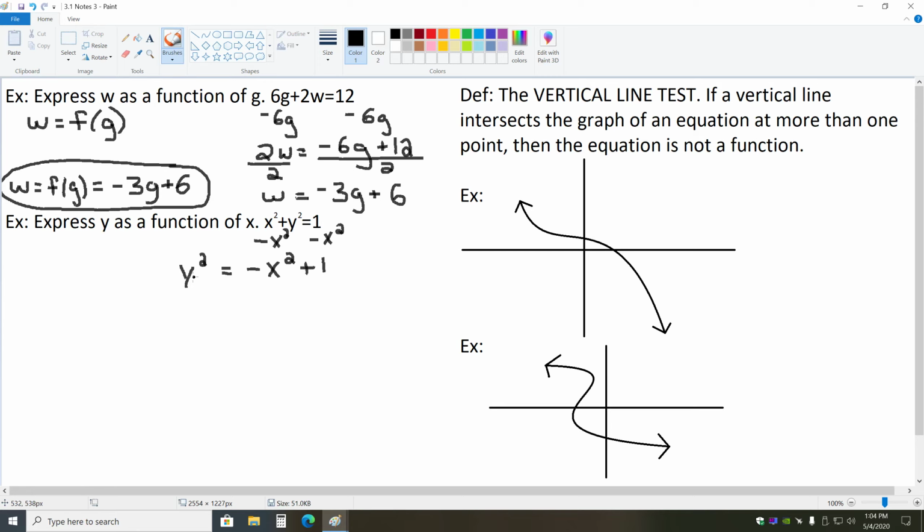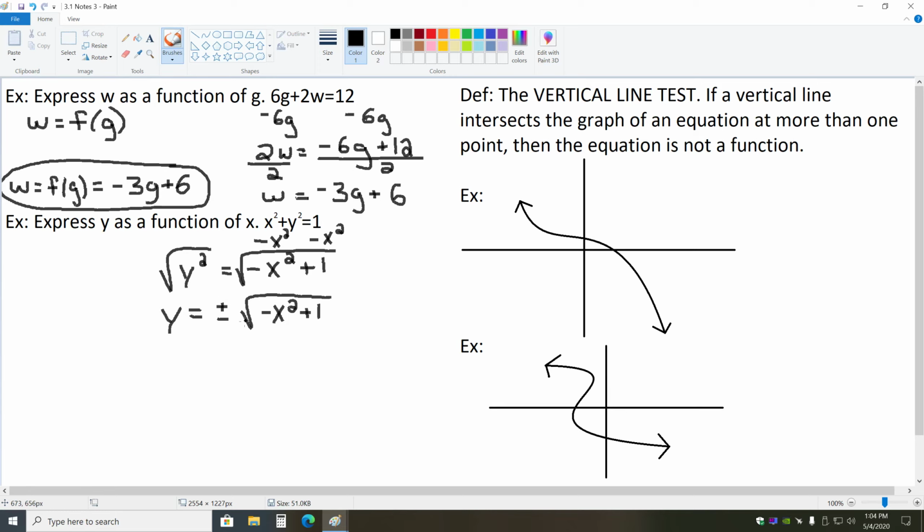So negative x squared plus 1. And then to get y alone in this case, we need to get rid of that square. So we'll take the square root of each side of the equation, which gives us y equals plus or minus the square root of negative x squared plus 1. Remember, whenever you take the square root of each side, you need a plus or minus.